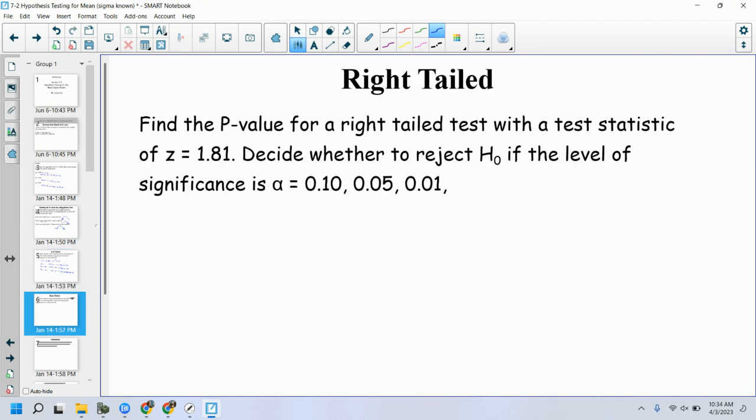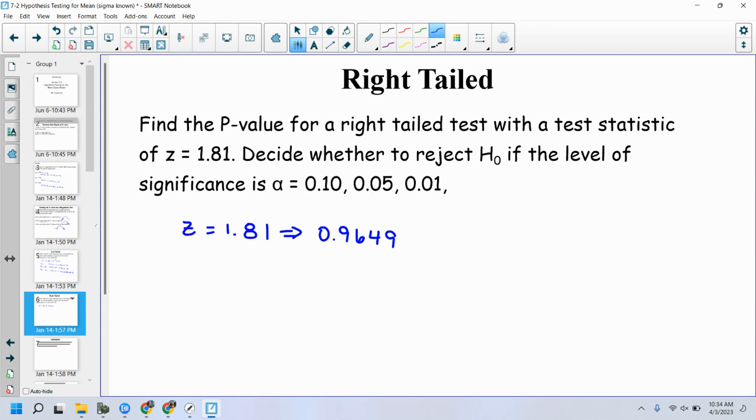Now, think about it this way. If I want a right-tail test, to find the p-value for a right-tail test statistic of z equals 1.81, I'm going to go to my table and look for 1.81. In the z-score table, 1.81 gives 0.9649. Now, am I really going to be comparing 0.9649 with 0.1, 0.05, 0.01? No, I have to do the complement, right?